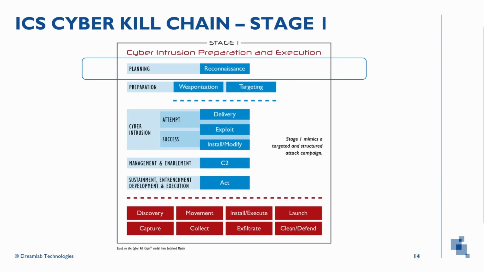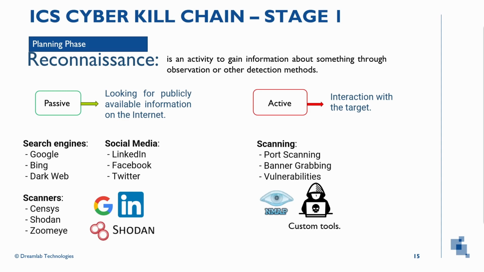Let's see what these steps are. For stage 1, the first one is reconnaissance. Reconnaissance is an activity to obtain information about something through observation and or other detection methods. This activity is divided in two, passive and active reconnaissance, where the passive is in charge of searching for the information available in public sources, and the active interacts directly with the target for the collection of information.